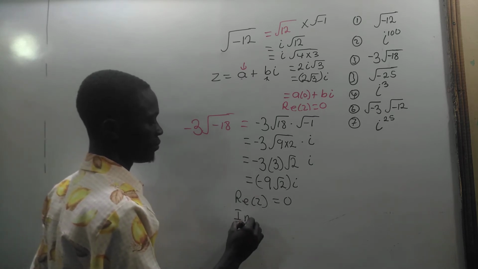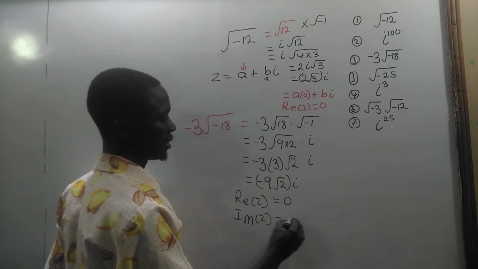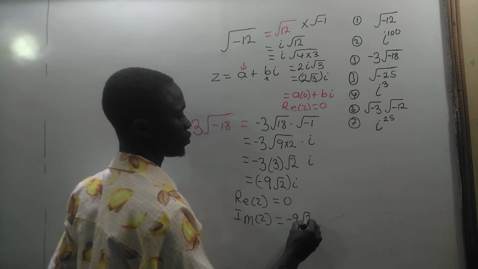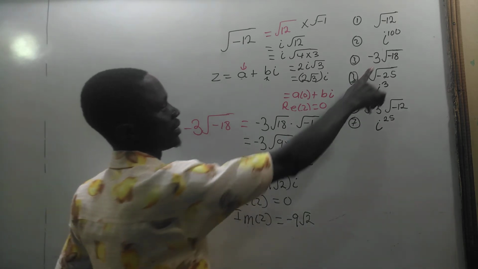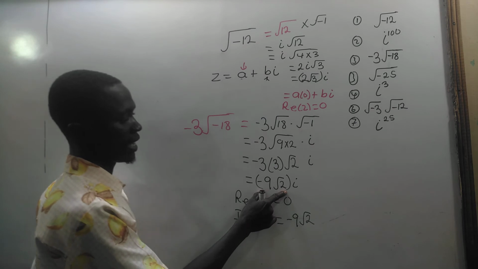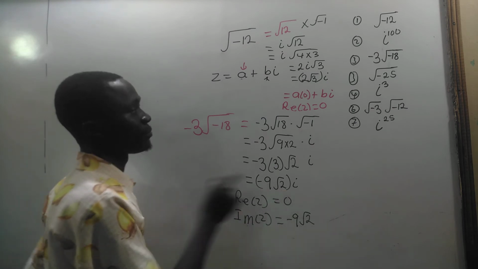And the imaginary part of z is negative 9 root 2. So if you simplify this, this is the answer that you are going to get.